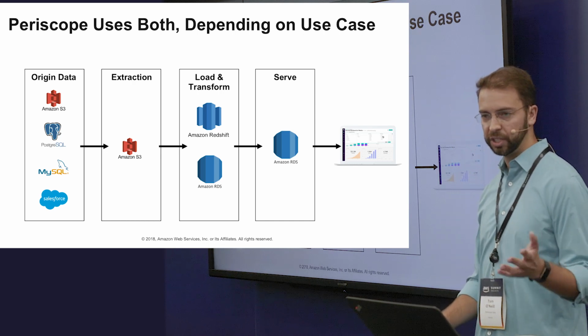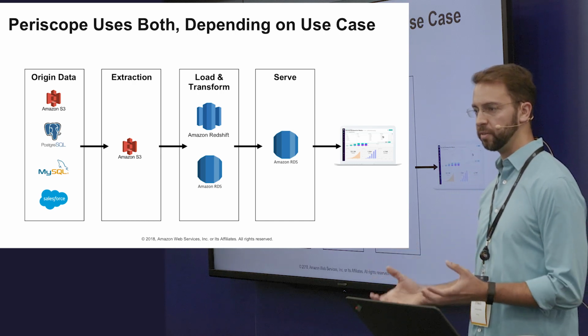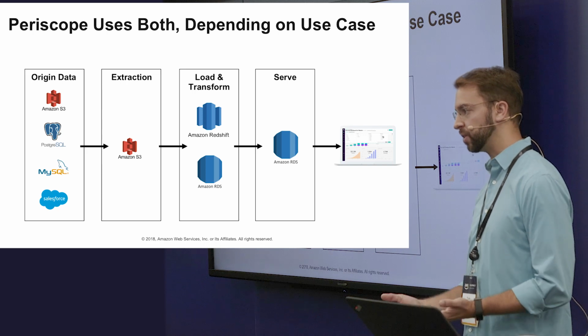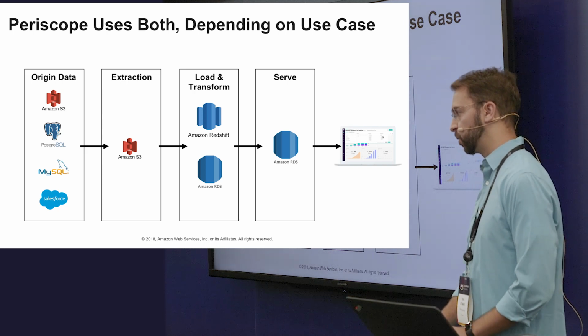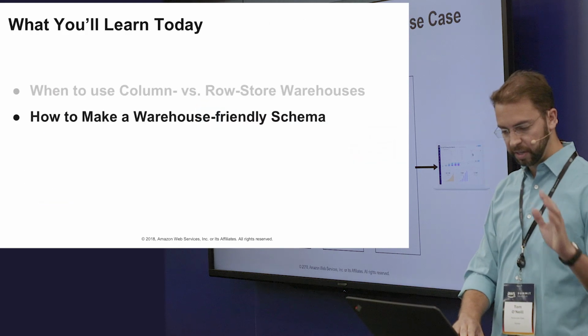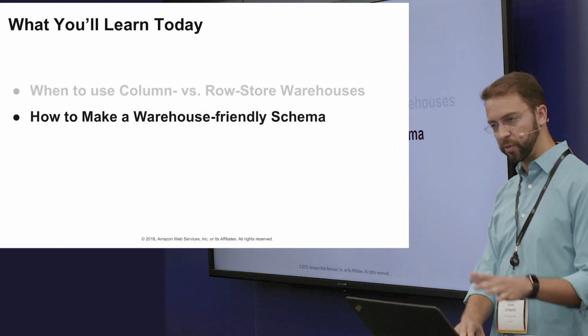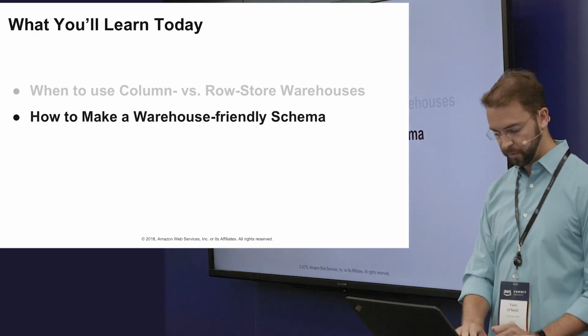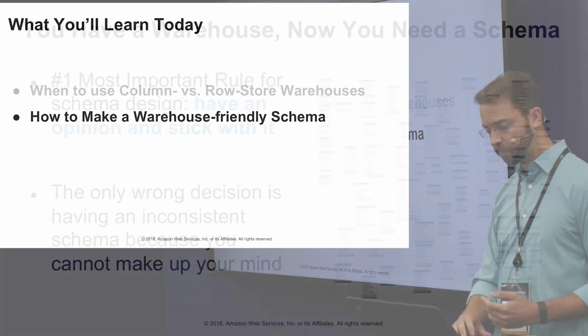Aurora Postgres and Redshift are actually really good friends to use together because they both use dialects of Postgres. And so you don't have to rewrite most of your queries to run on both of those technologies. So this is sort of the back end. OK, we've got a warehouse. We've chosen which one we want. For now, let's talk about the schema.